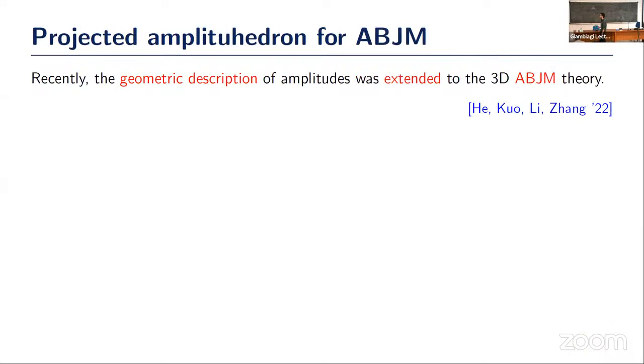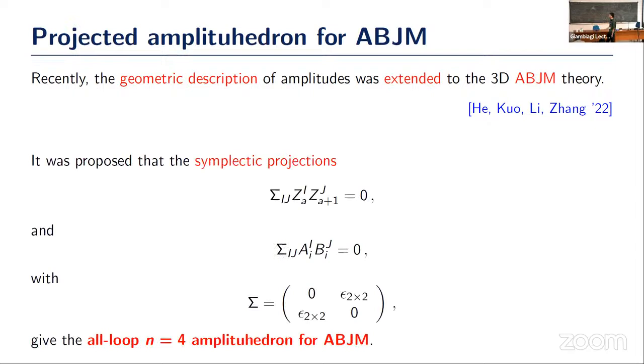Interestingly, this positive geometries analysis has been extended to the ABJM theory in the last years. To do this, we take the positive geometry associated to the amplituhedron in N=4 SYM, and we impose these symplectic constraints on the external kinematic data and on the loop variables. After imposing these constraints, we get the all-loop amplituhedron for ABJM, in particular for the four-particle case.